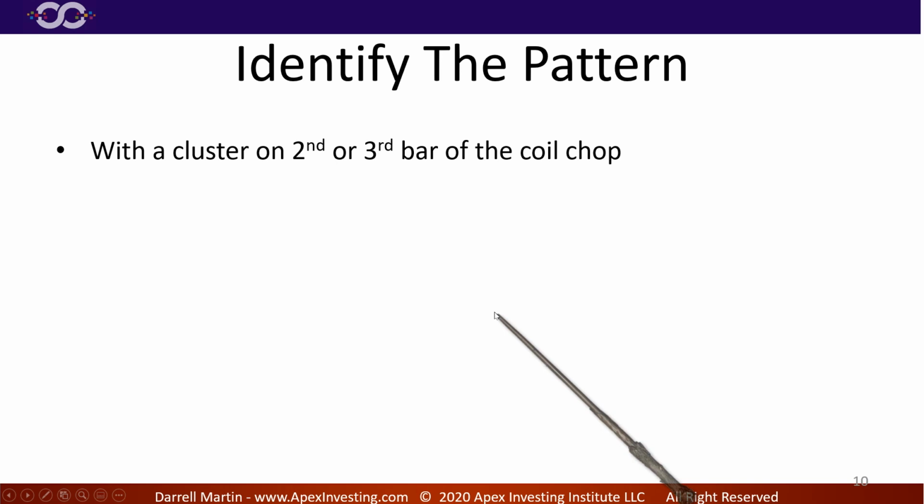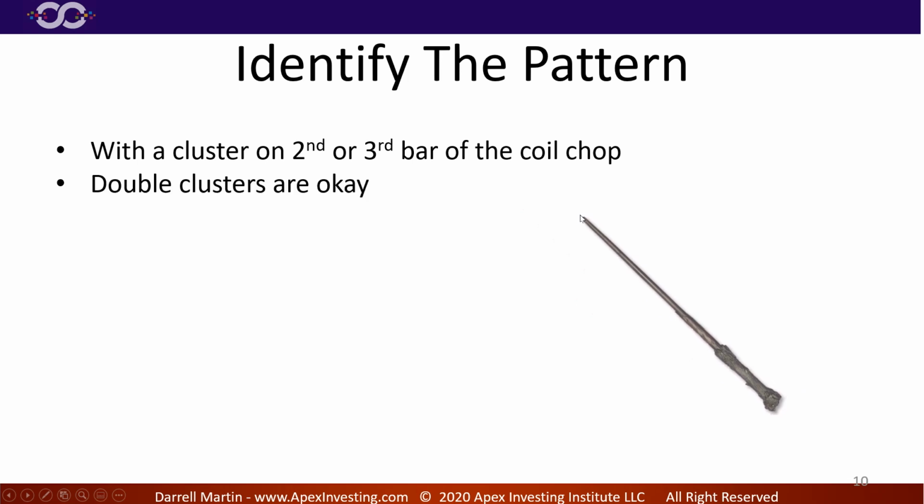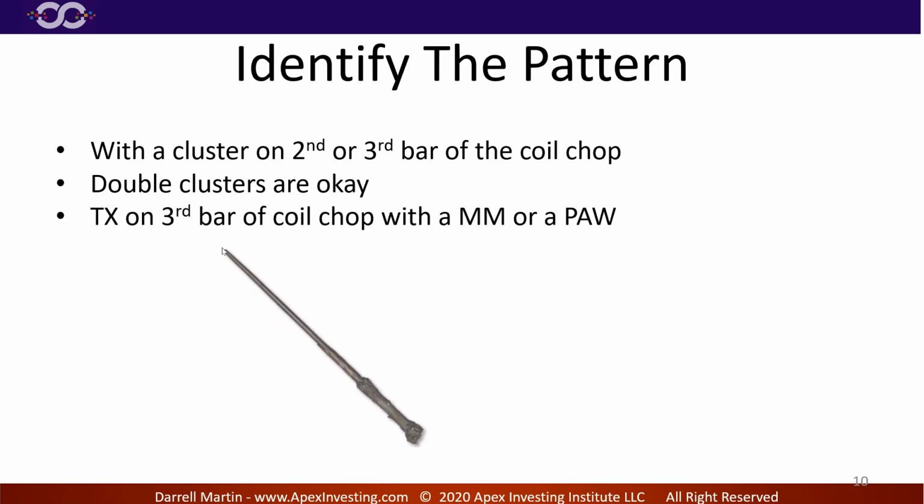So what do we want in this coil chop to make it an actual trade that we'll take? When there is a cluster on the 2nd or 3rd bar of the coil chop, that is a requirement. If you have double clusters, it is okay. You are allowed to have double clusters in coil chop. And you need a TX on the 3rd bar of the coil chop with a mini magnet or paw. So you need a cluster on the 2nd or 3rd bar, and a TX on the 3rd bar with a mini magnet or paw.